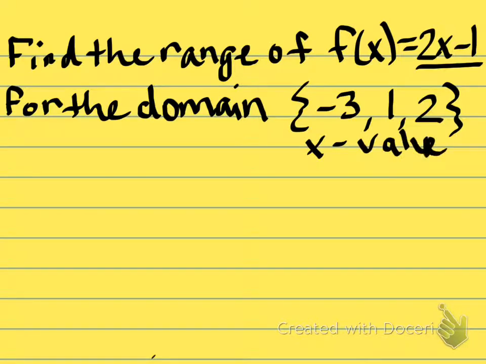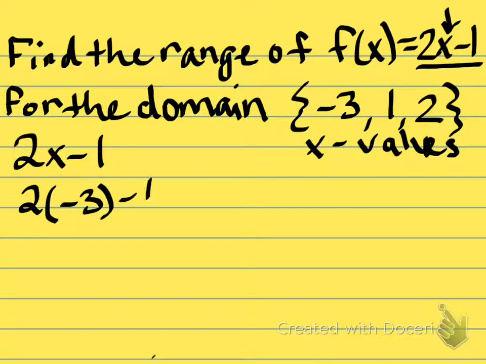So what we're going to do is plug each x value in for this x right here and figure out what that is. So we have 2x minus 1. We're going to do it 3 different times, once with -3, once with 1, and once with 2. So we have 2 times -3 minus 1. Now if you have a calculator, you can go ahead and plug that in.